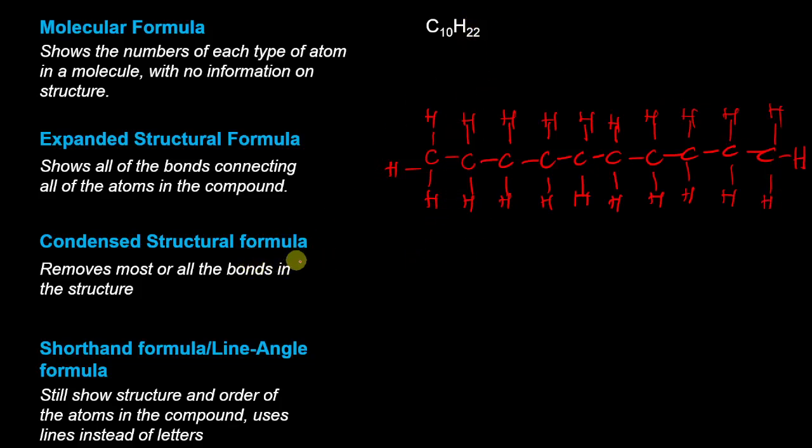Now, in terms of its condensed structural formula, we can have it like this: CH3, then let's shortcut 1, 2, 3, 4, 5, 6, 7, 8. We have CH2, then 8 CH2, then after the CH2, we have CH3. Okay, this one is the condensed structural formula for this compound. Now, in terms of the line angle formula or the skeletal formula, we have 10 carbons: 1, 2, 3, 4, 5, 6, 7, 8, 9, 10. Again, each end of this line is a carbon. This is the line angle formula for this compound.